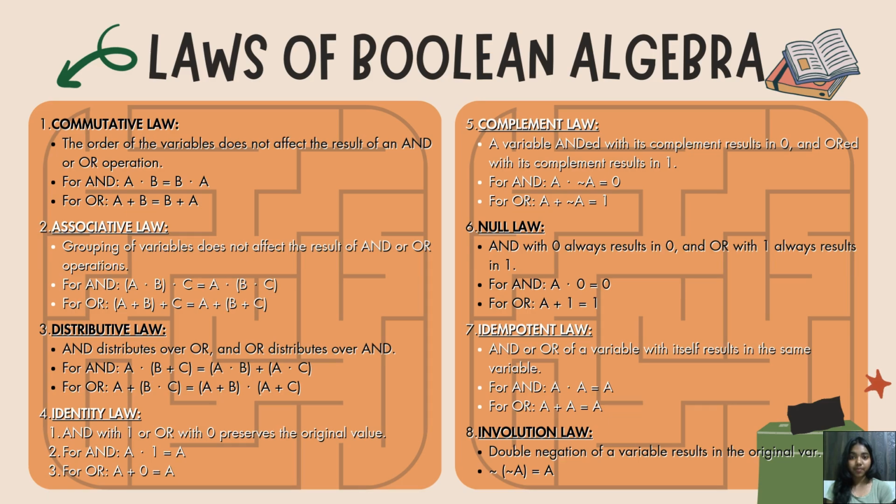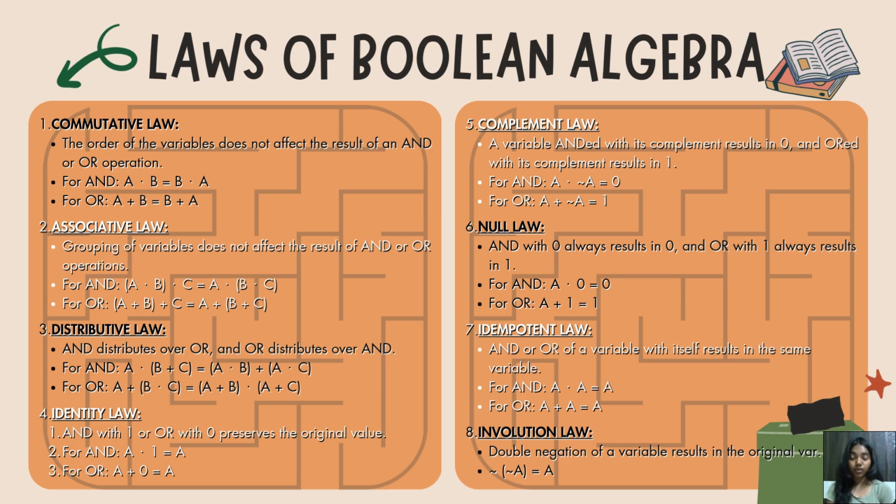B plus A. Second, associative law, where grouping of variables does not affect the result of AND or OR operations. For AND, A dot B dot C is equal to A dot B dot C, and for OR, A plus B plus C is equal to A plus B plus C.